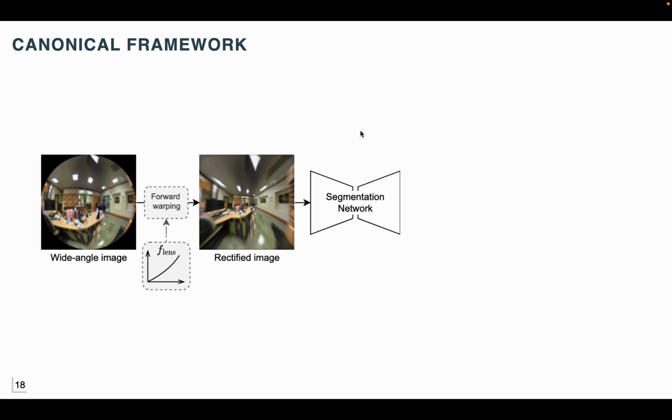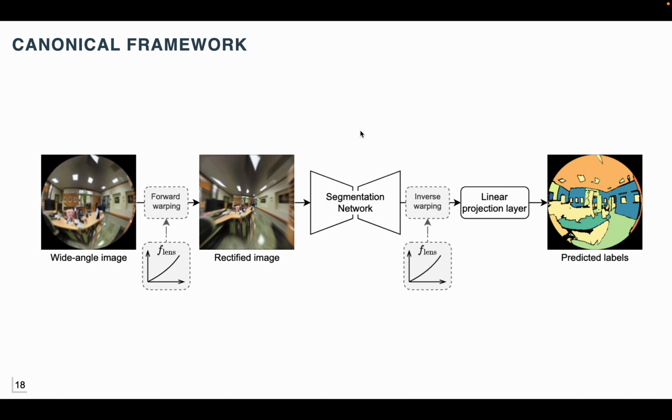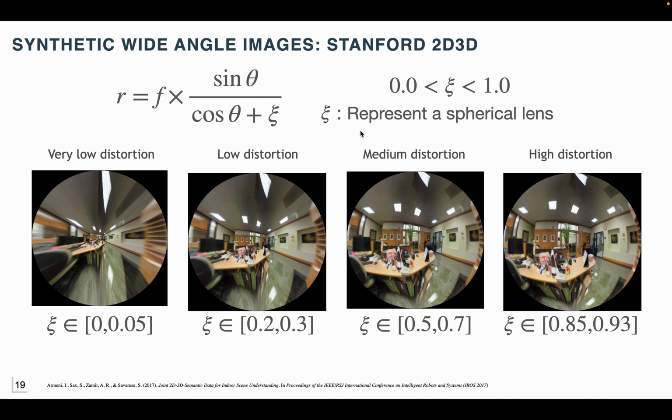The canonical framework looks something like this. We have a forward warping using a segmentation network, inverse warping, and a simple linear projection layer, which is a 1D convolution, to the predicted labels. We perform a semantic segmentation experiment on the panoramic semantics Stanford 2D-3D dataset, where we crop different wide-angle images. The idea is to create 4 mutually exclusive training distortion levels from very low to high, train on each of them separately, and test on all of them together to understand generalization.